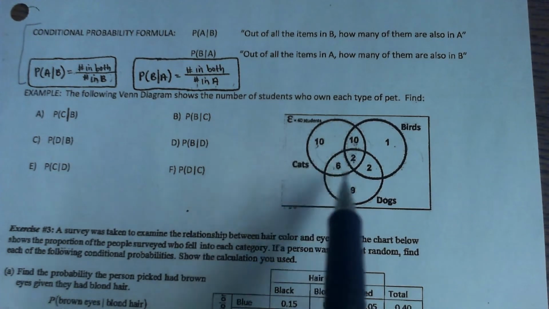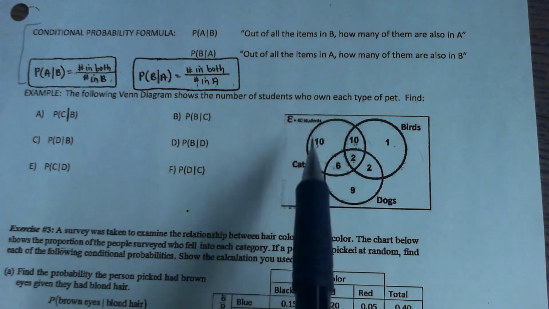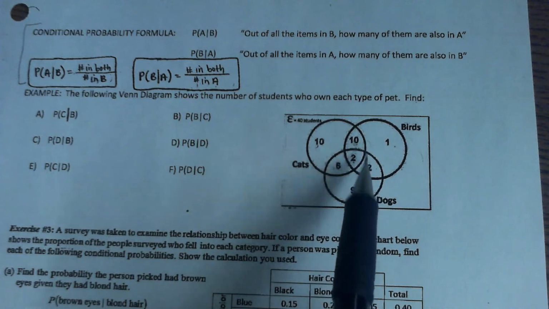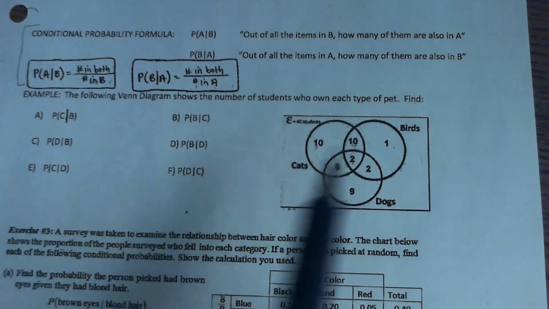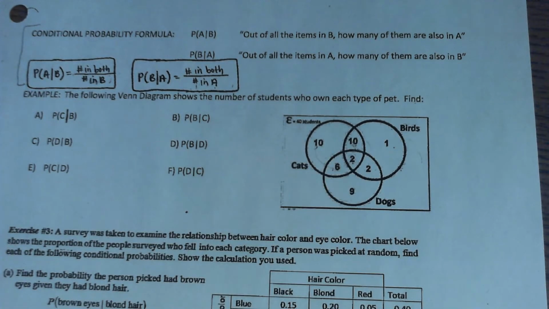So how many cat owners are there total? 28, yeah. 10, 10, 6, and 2. Yep. The cat circle is filled with 28. Now again, some of those are just cats. Some of those are cats and birds. Some of those are cats and dogs. Some of those are all 3. But 28 people own cats.